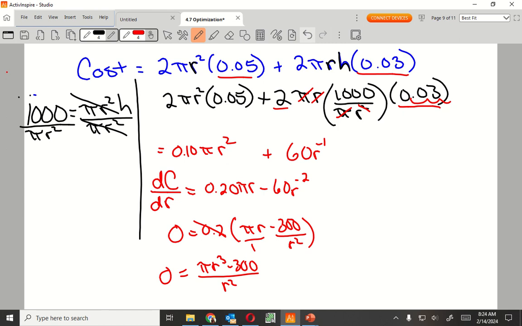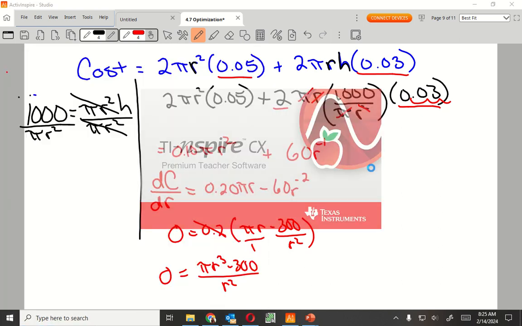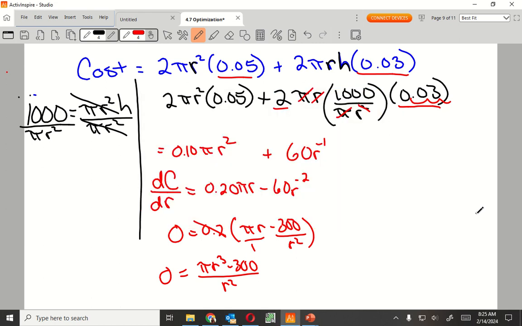And now I can do the math. The r squared is going to cancel out. Then I have pi r cubed minus 300. So let's go ahead and put this in the calculator to see what we get. We're trying to calculate the radius. When is the radius going to be the minimum for my cost?